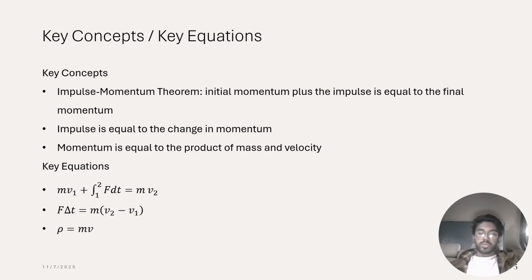The key equations that we need to apply to solve this problem are that mv1 plus the integral of F from 1 to 2 dt is equal to mv2. The second key equation is that the force times the change in time equals the mass times the final velocity minus initial velocity. And the third equation is the momentum equation, which states that rho equals m times v.